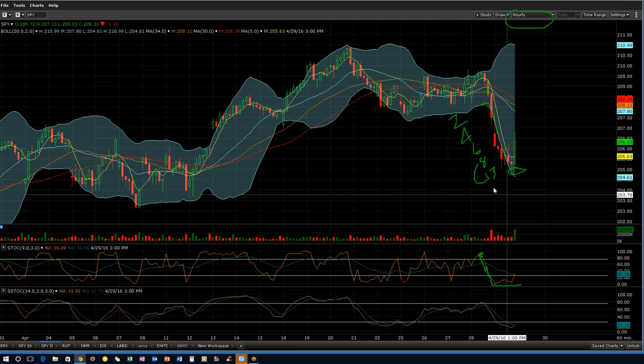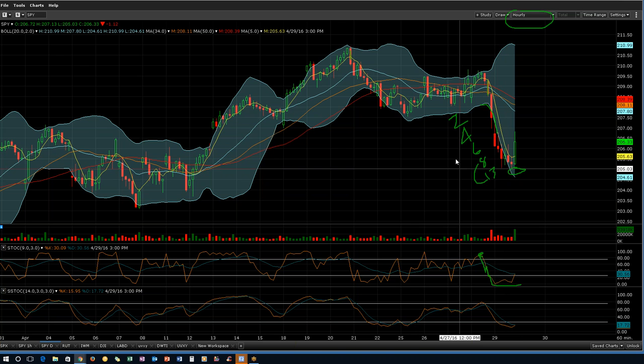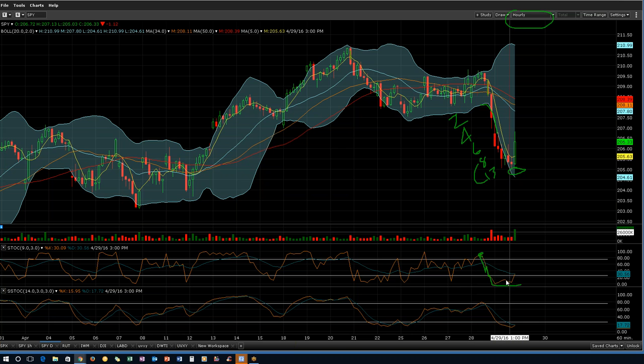So anyway, this is how the puts would have worked. Now right here, we started to see a basing, then a slight double bottom, and it looks like now it's going to go higher. So, okay, how much higher can it go? You can see here clearly we have the 34, and remember the 5 tracks fast moving. Look at the 5, it's already turning.